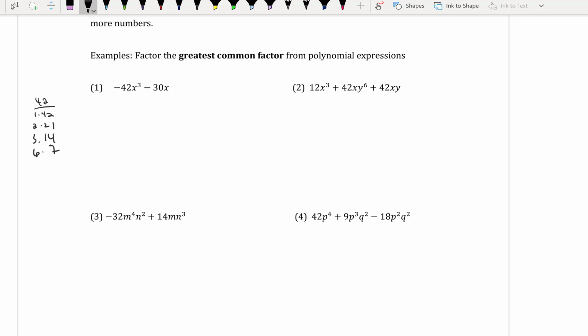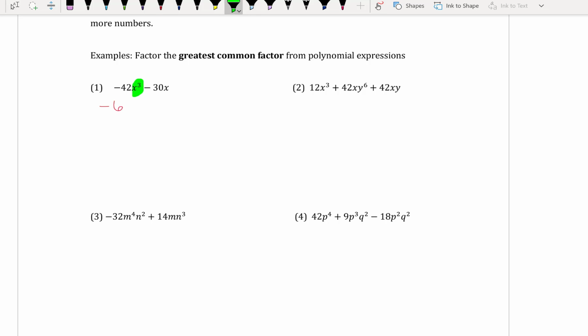Now, let's look at our factors of 30. We have 1 times 30, 2 times 15, 3 times 10. 4 does not go into it, but we also have 5 times 6. So we want to think about the biggest number that goes into 42 and 30. Well, it looks like the biggest number here would be a 6. So 6 is going to be the number that I'm going to pull out. And because the leading coefficient is negative, I'm going to say it's a negative 6.